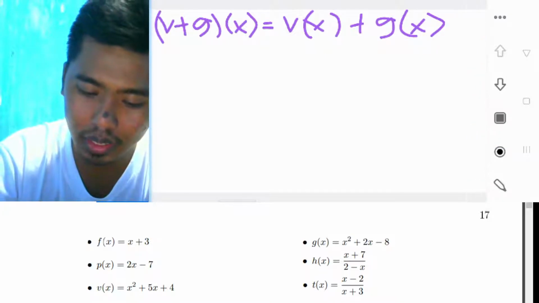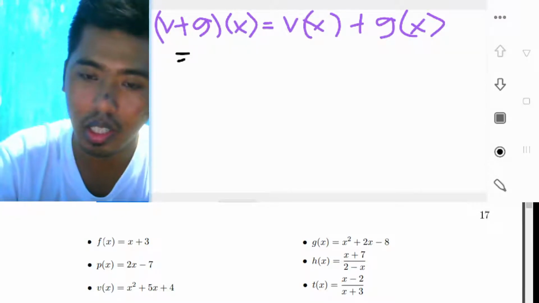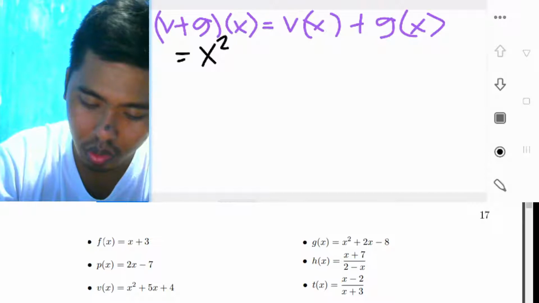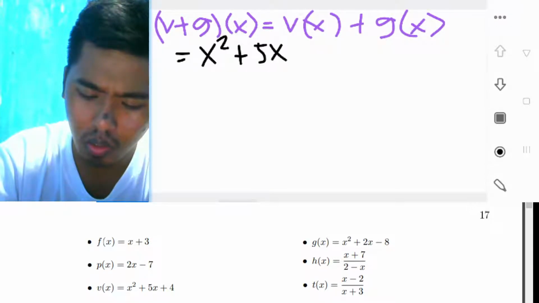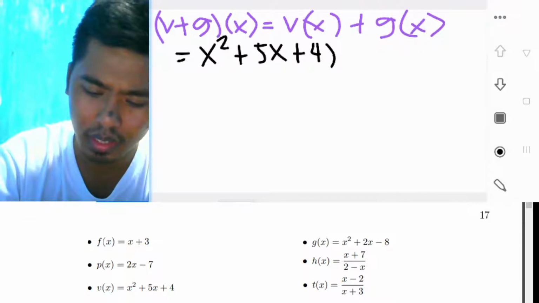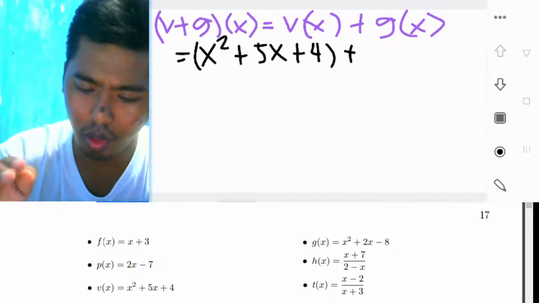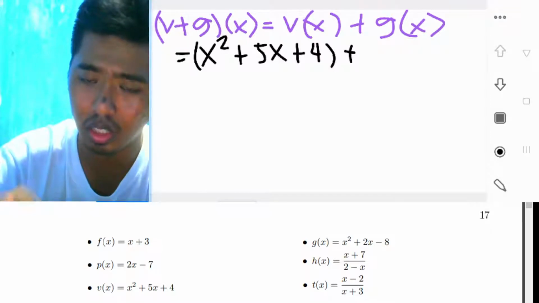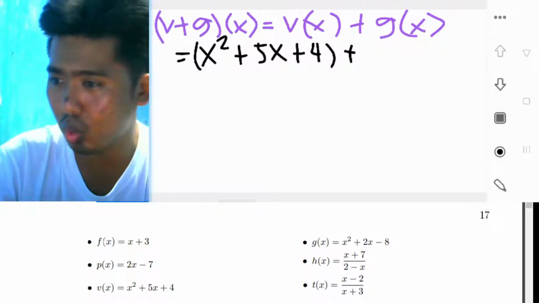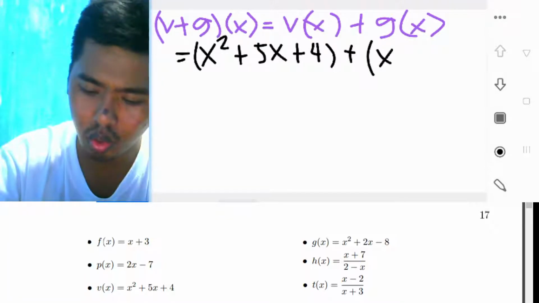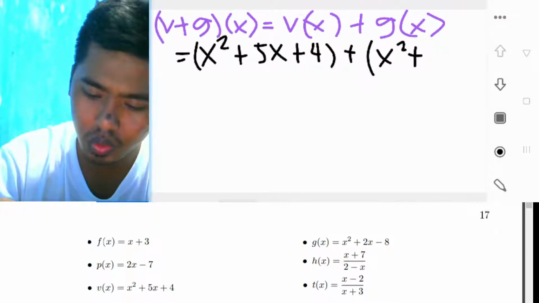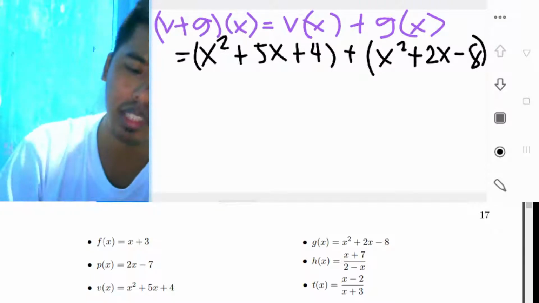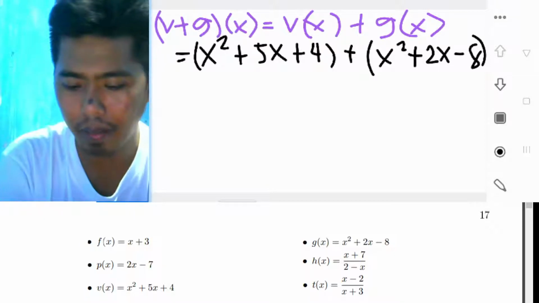Now, let's use black. V of X is X squared plus 5X plus 4. We will put a box around V of X. Let's put an addition operator so that no one thinks it is multiplication. So, meaning this is an addition. Plus G of X, that would become X squared plus 2X minus 8. Okay. Now, after that we remove the box, then we add like terms.